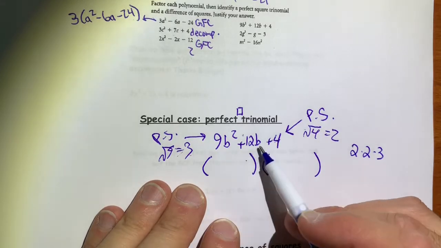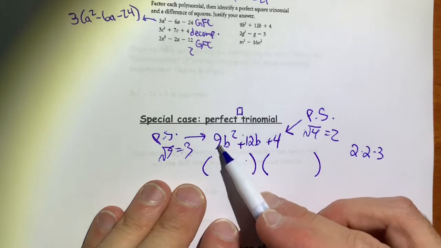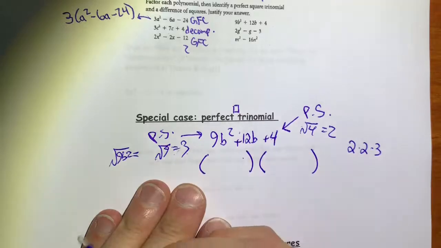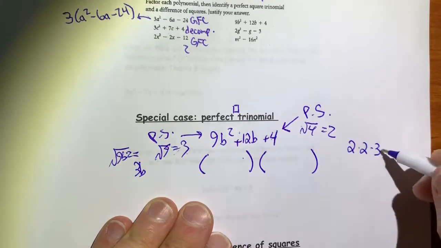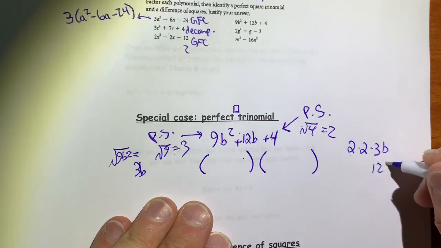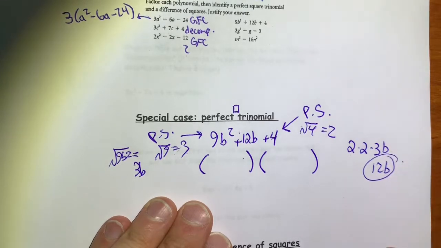And also you should get the same variable. So when I did the square root of this, I should have done the square root of 9b squared, and that would have given me 3b. So this would have been a 3b, and when I go 2 times 3b, I get 12b. So that's a perfect square trinomial.